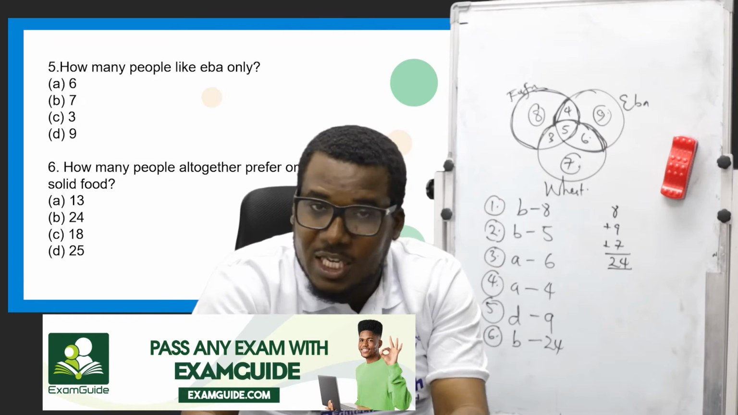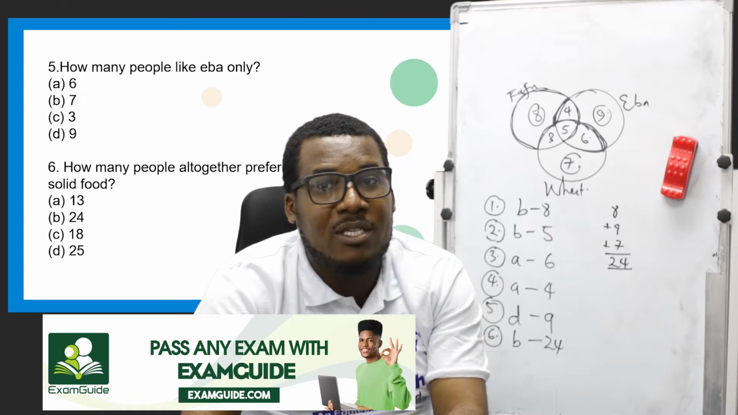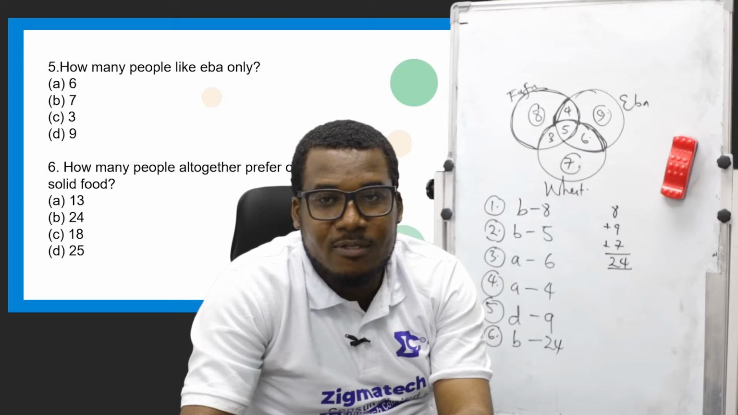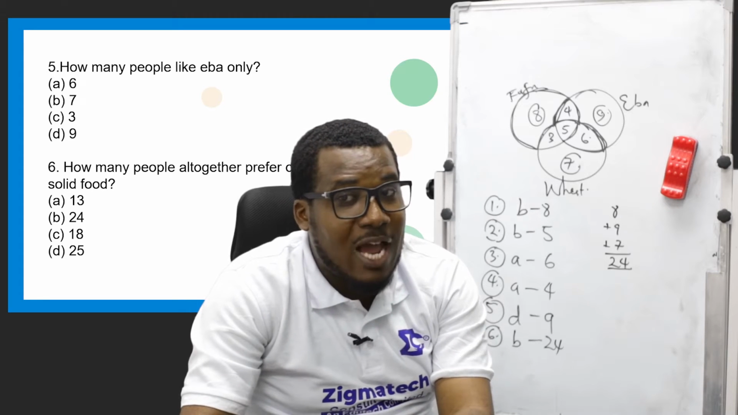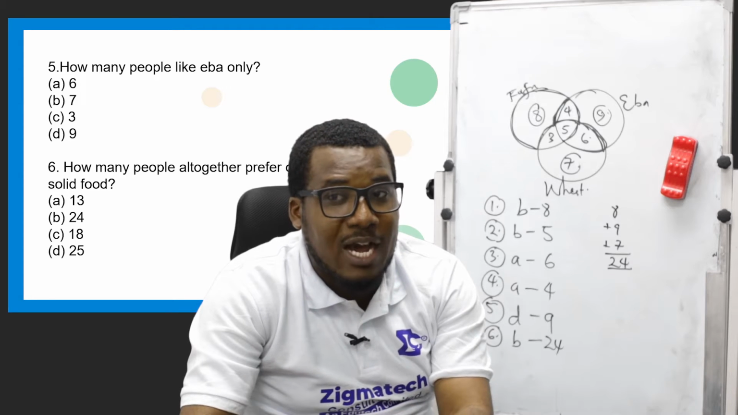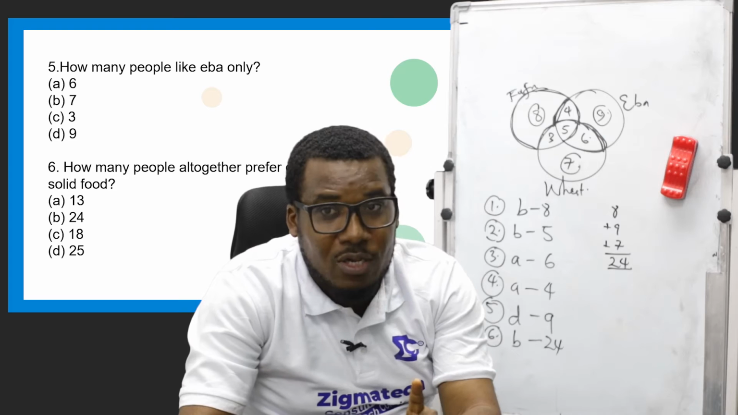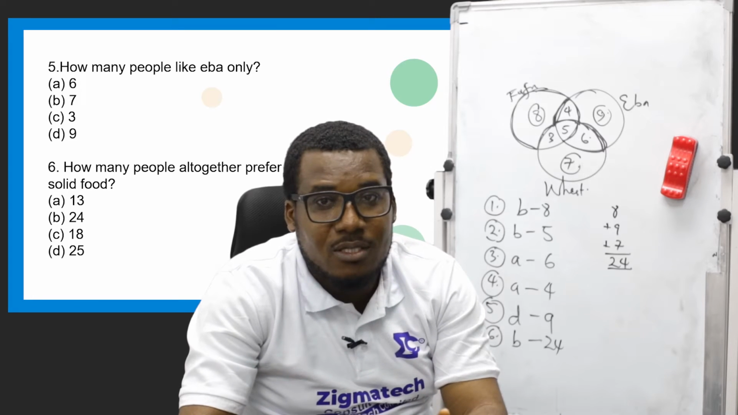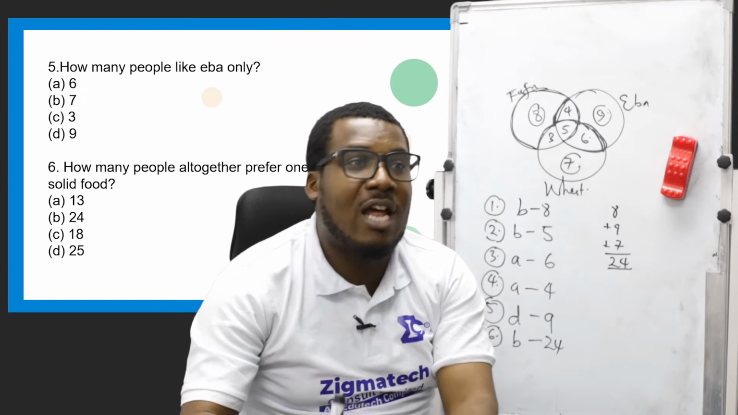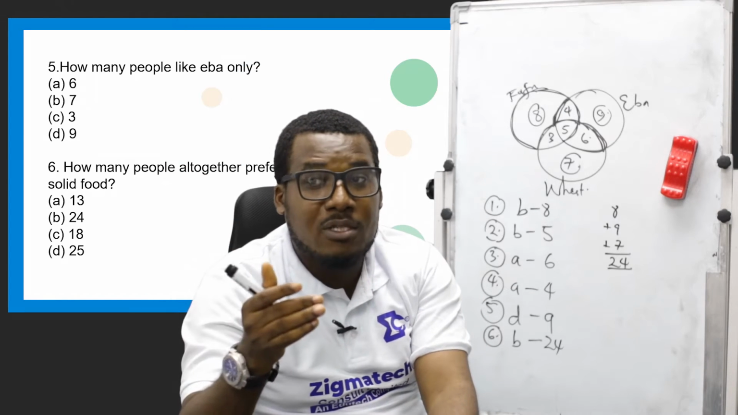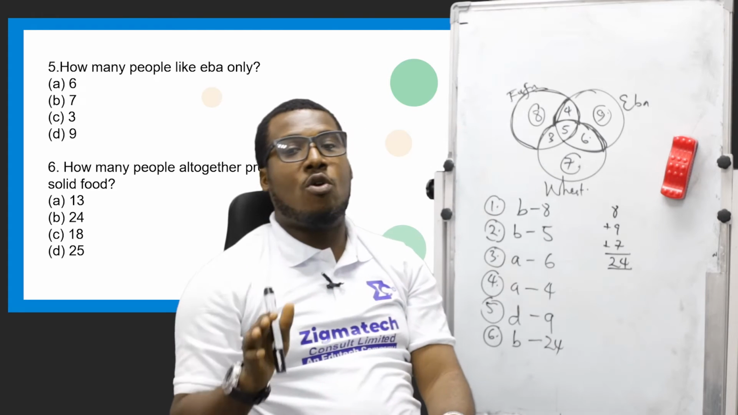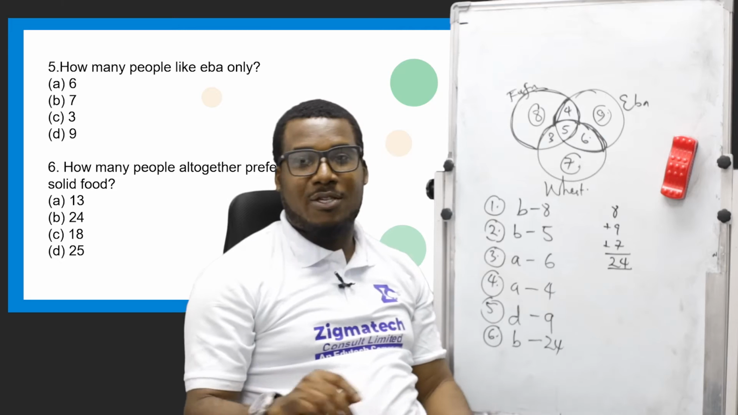For example, that number 6 is quite tricky. Some people might make a mistake and add every item here, everything, and that will be wrong. Because they only ask you how many people altogether prefer one. So, like at most one food. Now, if they put at least one, now you know that it is more. But here they also prefer one solid food. So you use all the onlys, add them together, and that's your answer. Let's move on.